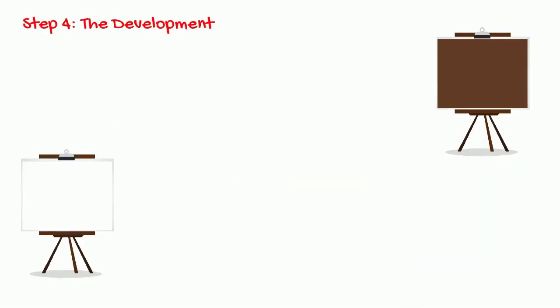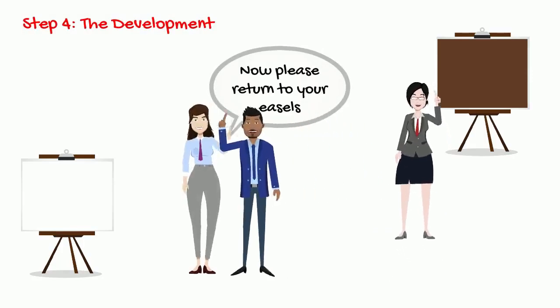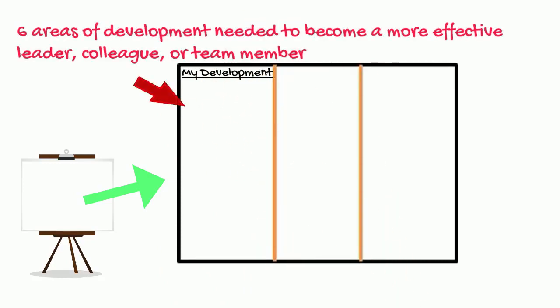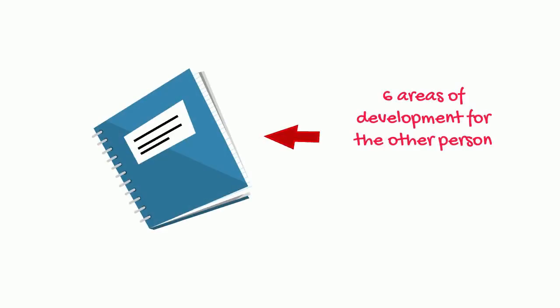Step 4, the development. Now ask the two people to return to their easels. Once there, they divide a second sheet of flip chart paper into 3 columns, this time focusing on areas for development. The left column will contain what the individual believes are the 6 areas of development needed for them to become a more effective leader, colleague, or team member. The right column will reflect what they believe the other individual will identify as their 6 areas of needed development. And finally, they should write in their notebooks the development areas they see for the other person.